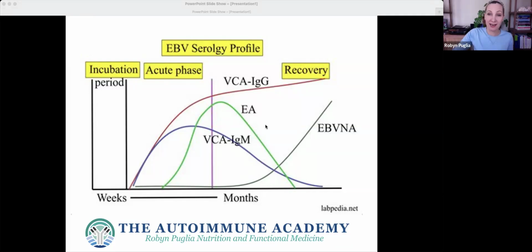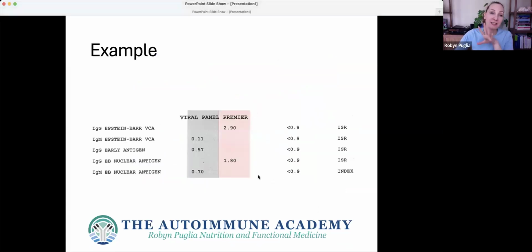So just to use an example, here we see the full panel. So we've got VCA IgG, VCA IgM, early antigen IgG, EBNA IgG, and EBNA IgM. And you can see that 2 of the markers are out of range. So for somebody who doesn't understand how to read the panel, having 2 markers out of range looks like this is an infection, right? It looks positive. But in fact, what we see is the VCA IgG and the nuclear antigen IgG.